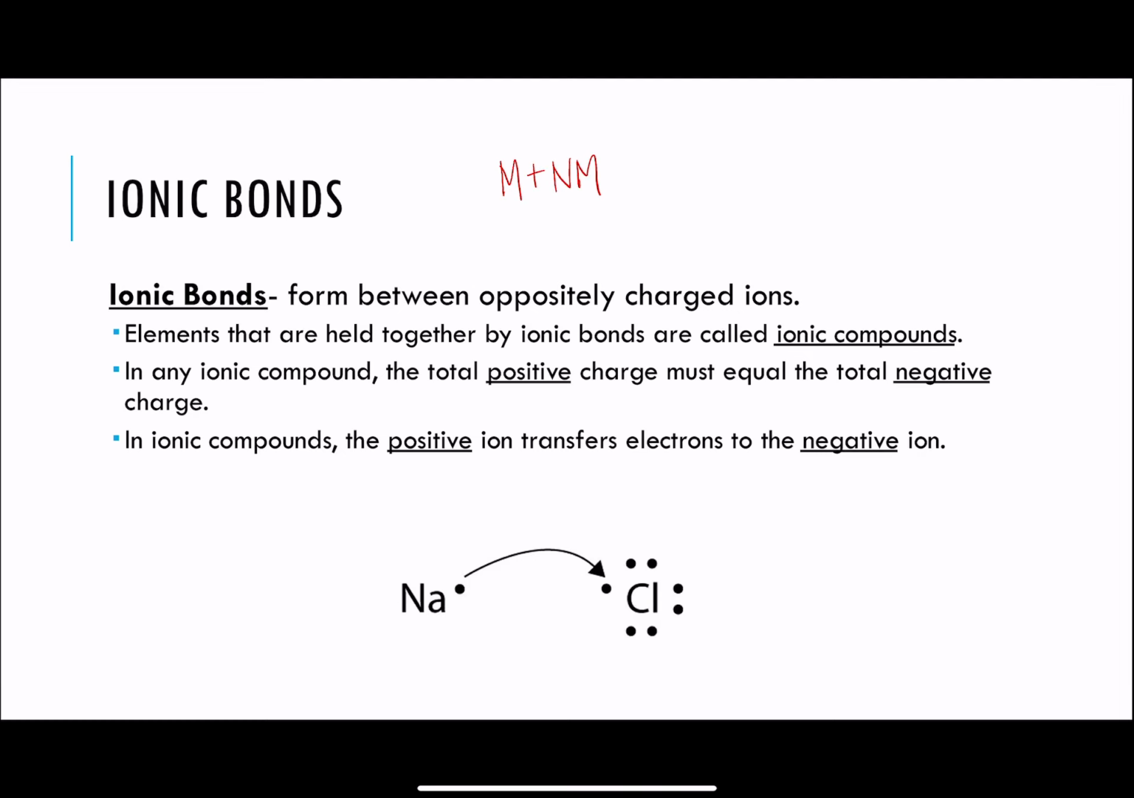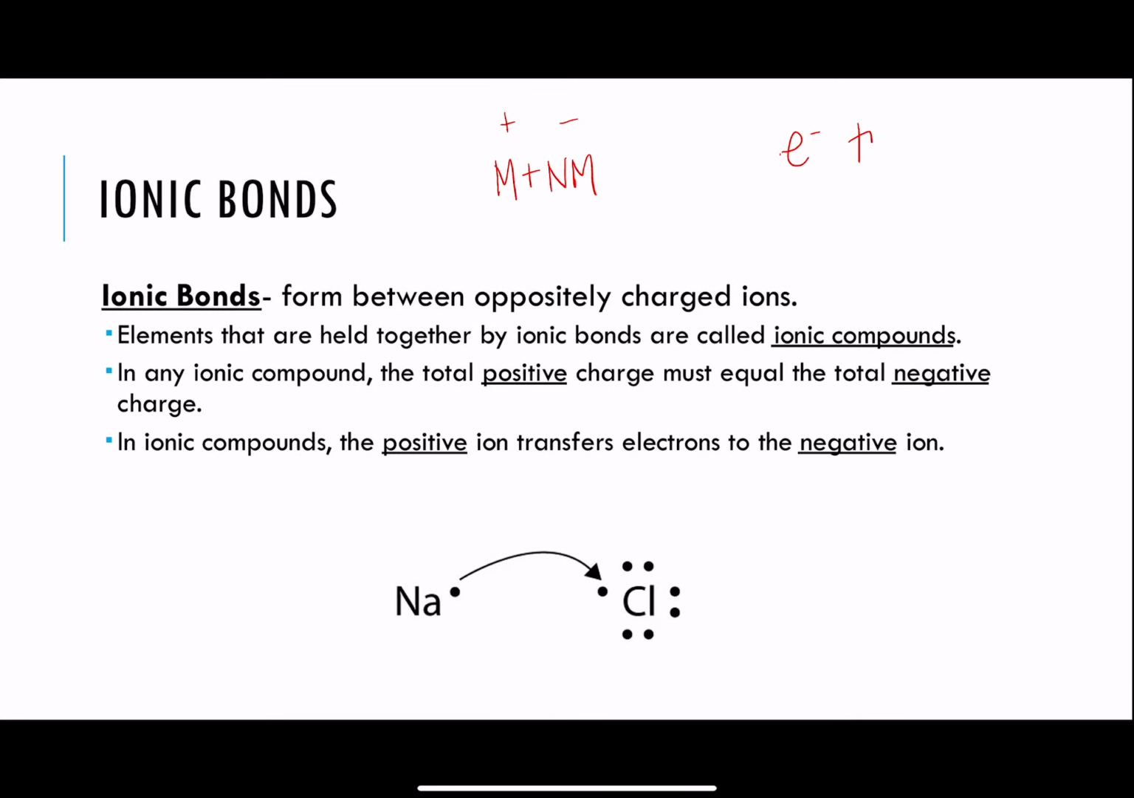So those metals typically have a positive charge. The non-metals have a negative charge. And so they're made up of ions that are put together to form an ionic compound, and they're held together by an ionic bond. So generally what happens, in an ionic bond, electrons are transferred, okay? And they're transferred from the metal or from the positive ion to the non-metal or to the negative ion, okay?